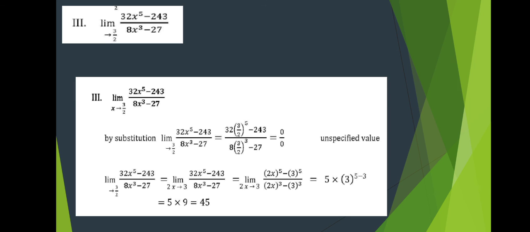Then first we write what? Yes, 5 as we said times 3 اللي هي النمبر عندي power كام؟ 5 minus 3. Yes, 5 up minus down and we get the final answer. 5 times 9 we get 45.